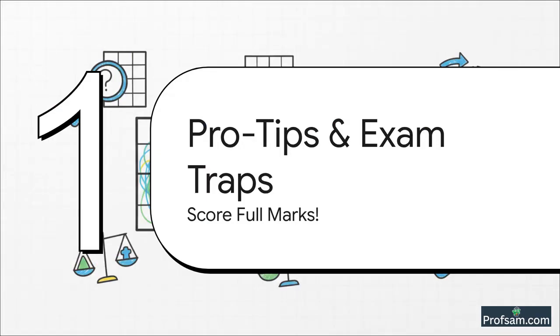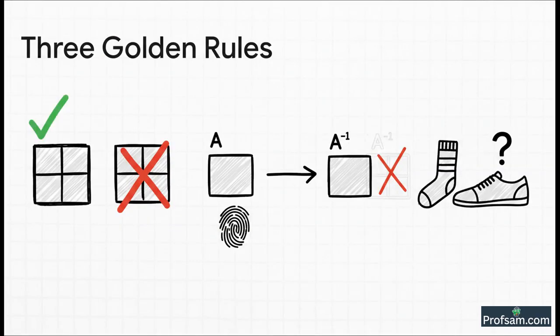Okay, before we wrap up, I want to share some pro tips. Think of these as the little secrets that separate the students who score full marks from everyone else. These are the hacks and the exam traps you absolutely need to know. Rule number 1. Only square matrices can even have an inverse. So if you see a rectangular matrix, don't even waste your time trying to find one. It's impossible. Rule number 2. The inverse is always unique. A matrix has only one inverse, just like you have only one fingerprint. There is only one perfect undo button.